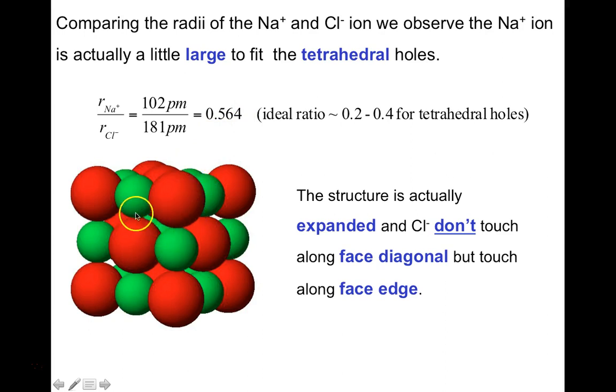And so this has a knock-on effect. Normally for a face-centered cubic unit cell, the atoms, or the ions in this case, will touch along the face diagonal. But because the sodium ion is a little bit too big, it causes the face-centered cubic unit cell of the chloride ions to expand a little, and the ions don't actually touch along the face diagonal anymore. They touch along the edge. So in problems concerning the rock salt structure, you might have to consider that the ions touch along the edge rather than the face diagonal.